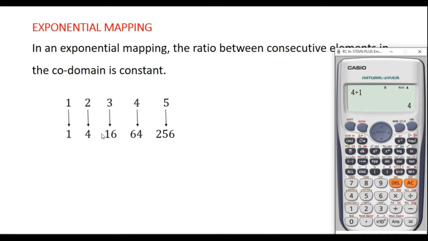Let's divide 16 by 4. If you take 16 and you divide it by 4, that is also going to give us 4. Let's divide 64 by 16. If you take 64 and you divide it by 16, you get 4. Let's divide 256 by 64. If you take 256 and you divide it by 64, that is also giving us 4.